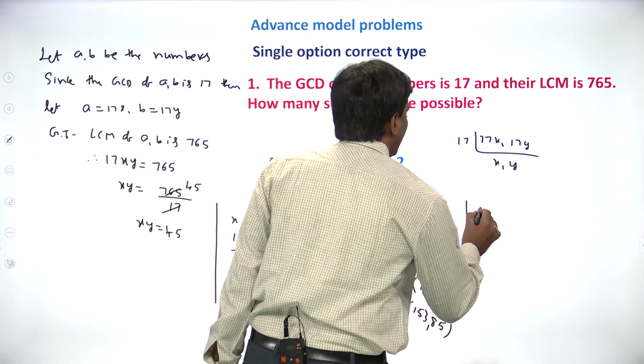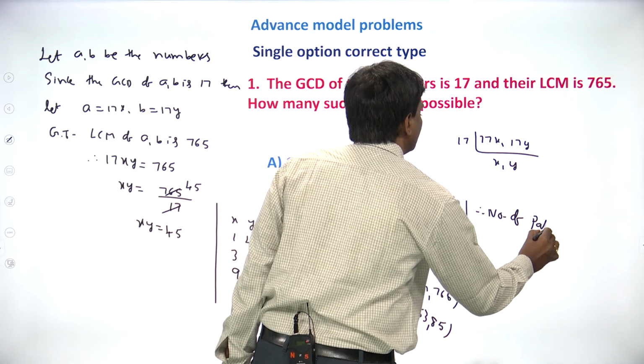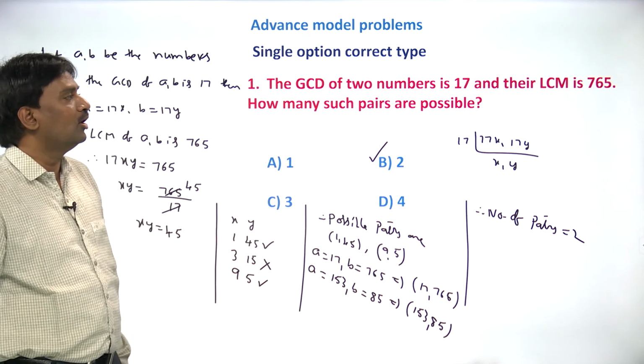Therefore, the number of pairs is equal to 2. So, we can take option B.